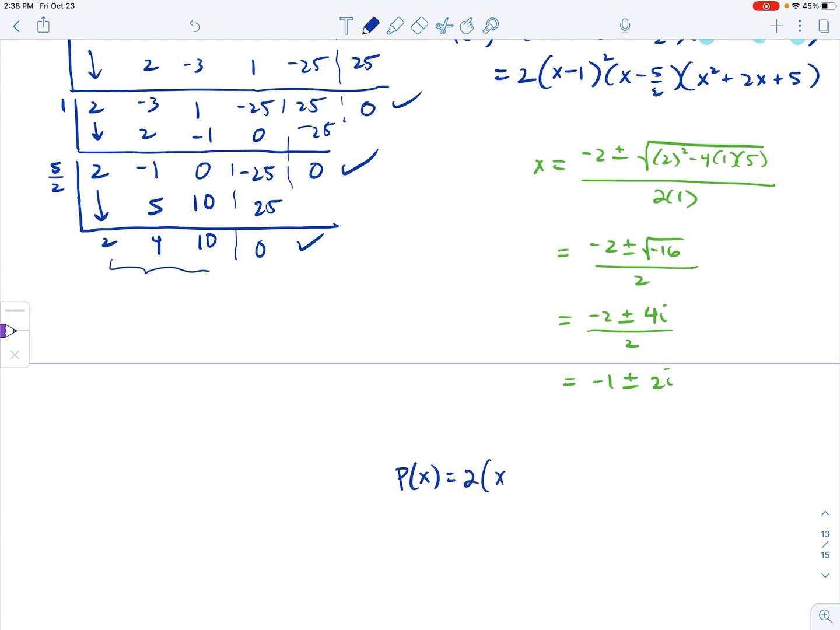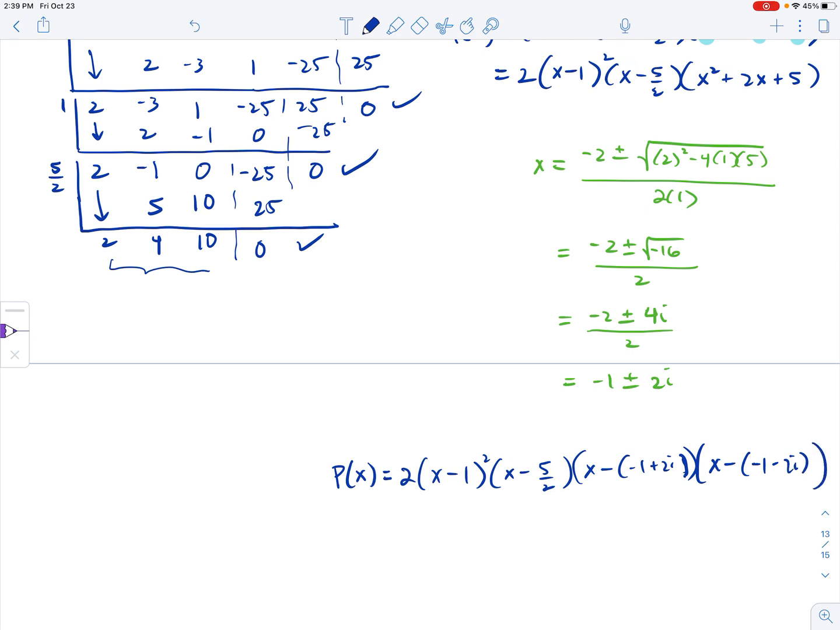So P of x can be written as 2 times x minus 1 squared times x minus 5 halves times x minus negative 1 plus 2i. Oops, didn't need that extra parentheses there. Times x minus negative 1 minus 2i. And if you wanted to distribute that 2 into the factor that's x minus 5 halves so that you don't have any fractions, so make that factor 2x minus 5, you could do that, or you can just leave the 2 factored out.